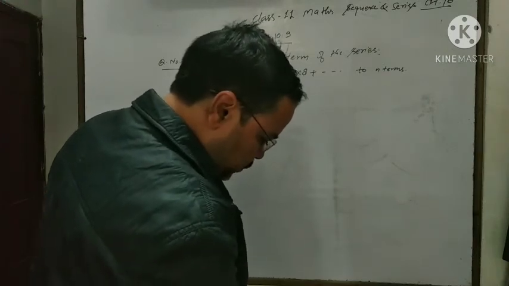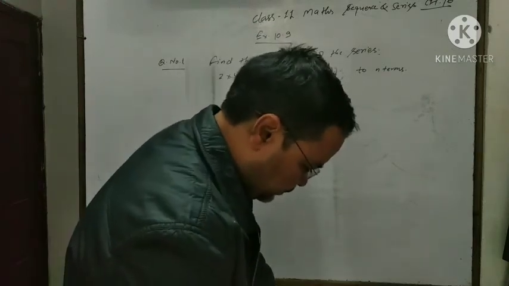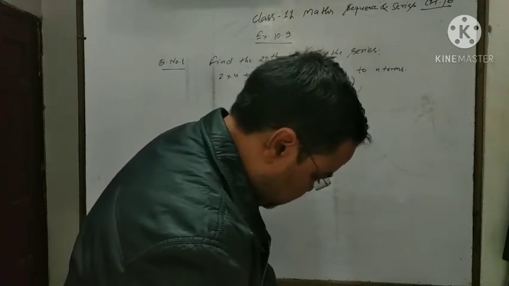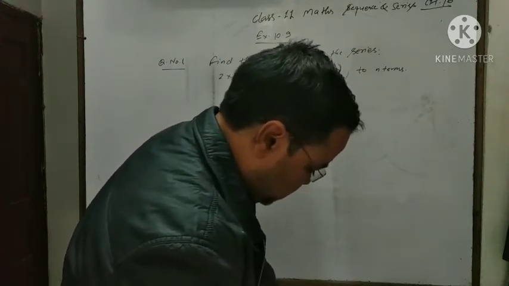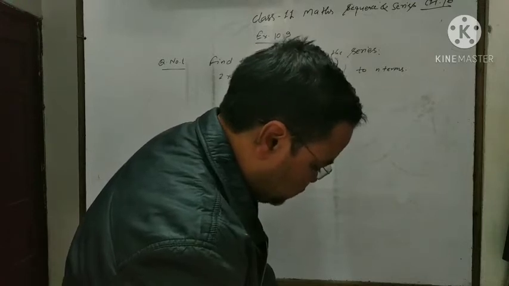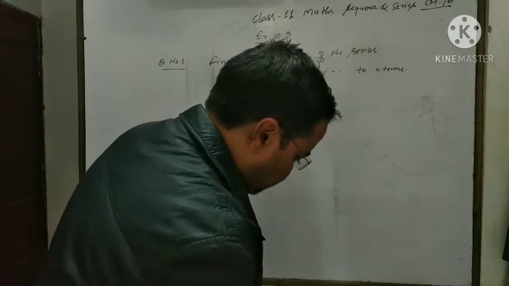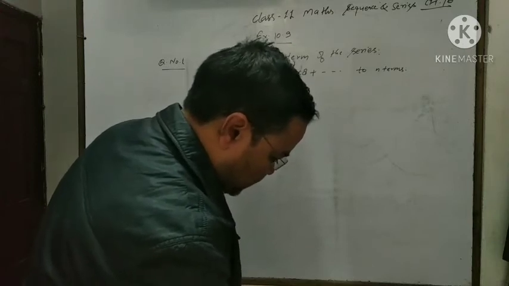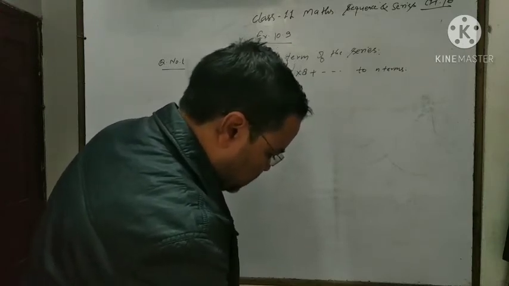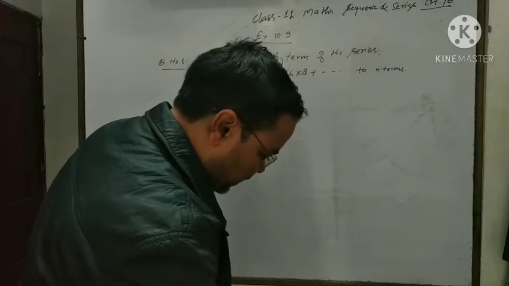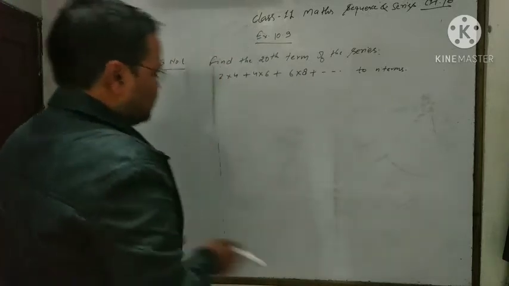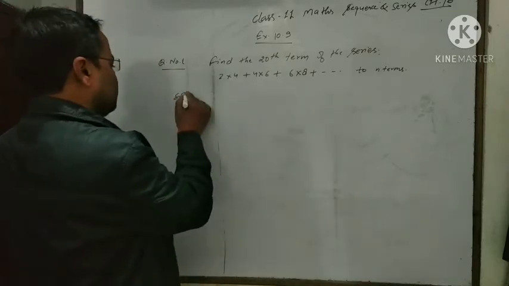What we have to find? 20th term. Exercise 10.9, the answer is 1680. Now we should write here: thus the given sequence is obtained. This series, we can write here, solution.